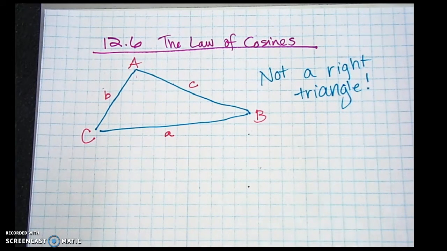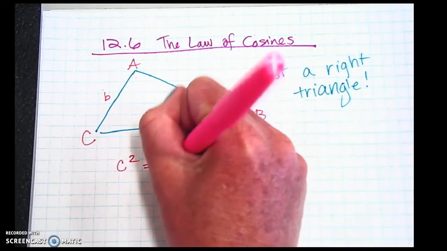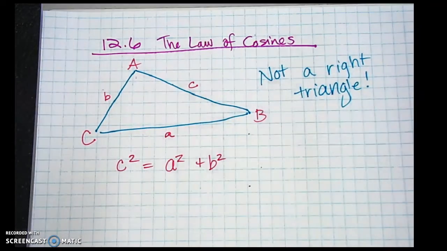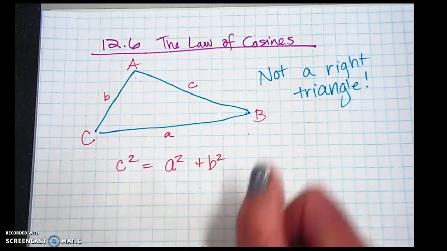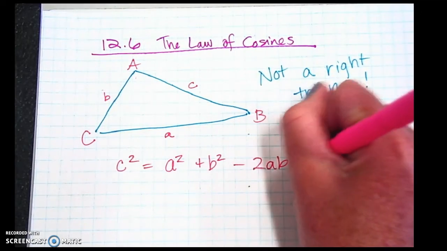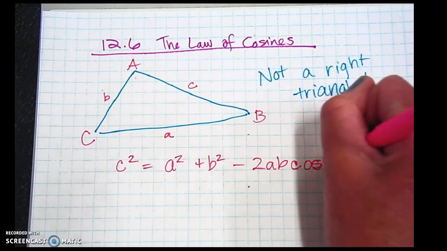And there are 3 equations. I'm just going to write one of them, okay? So I'm going to say that C squared is equal to A squared plus B squared. We've seen that before, right? Minus 2AB times the cosine of C.